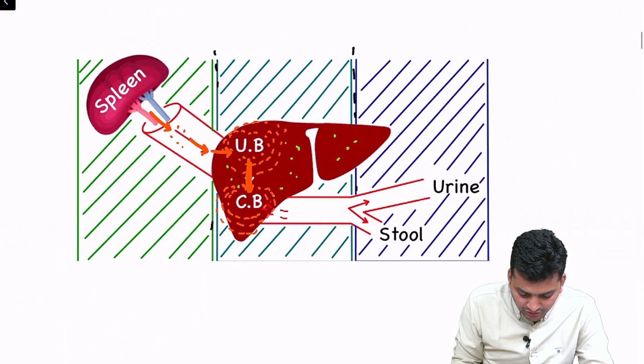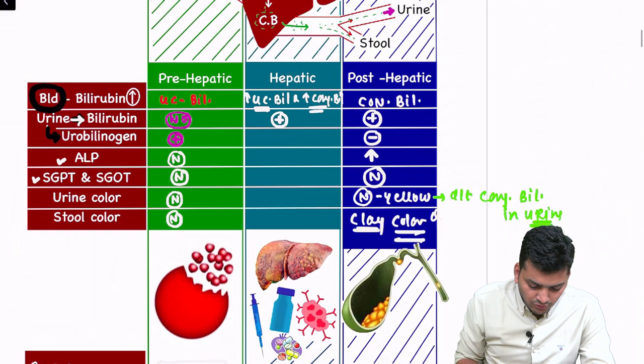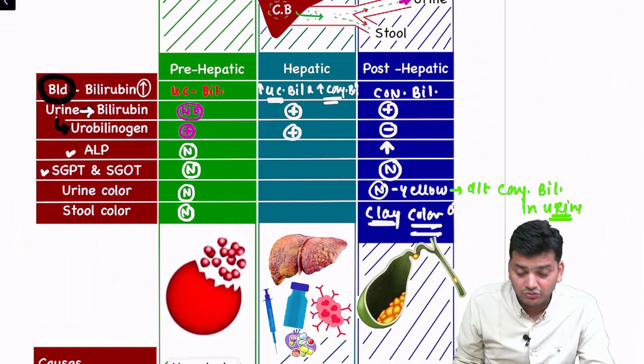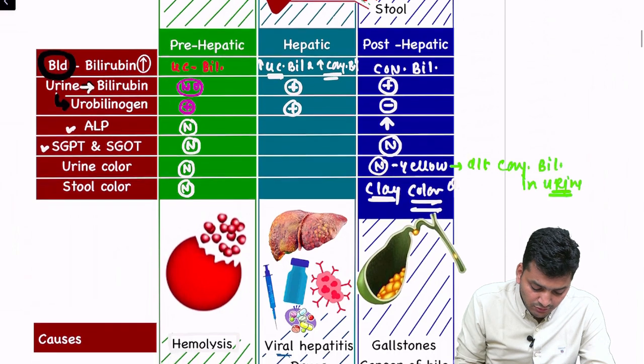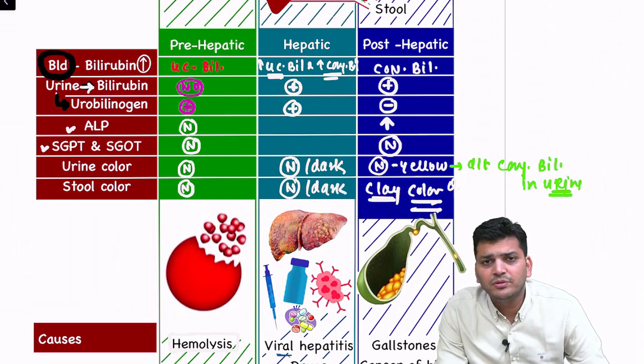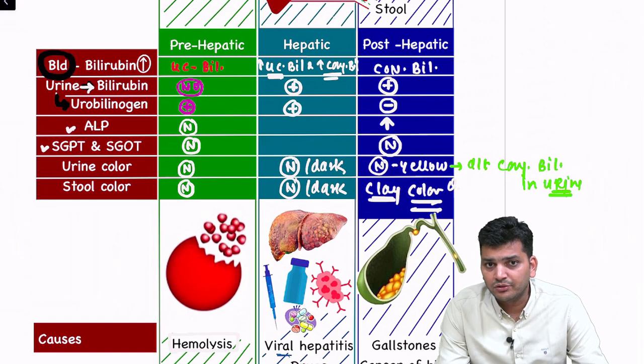There is no obstruction. The conjugated bilirubin will come here, will convert into urobilinogen, will convert into stercobilinogen, and they will come in the urine and stool. So there is no problem with the urobilinogen, stercobilinogen. Yes, they are going to be formed and they will be coming in the urine and stool. So the color of the urine and stool is going to be normal yellow, dark. The reason they are going to be dark is because there is more bilirubin. So obviously they are going to be relatively more dark.